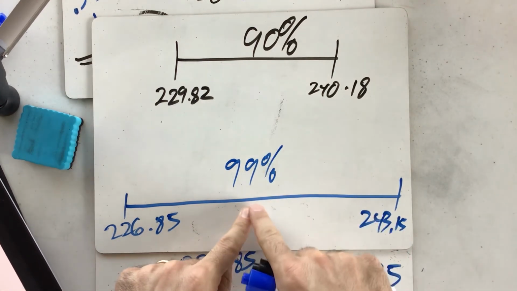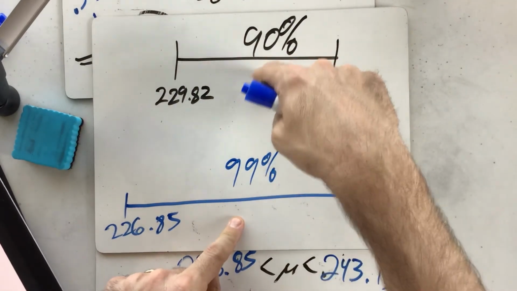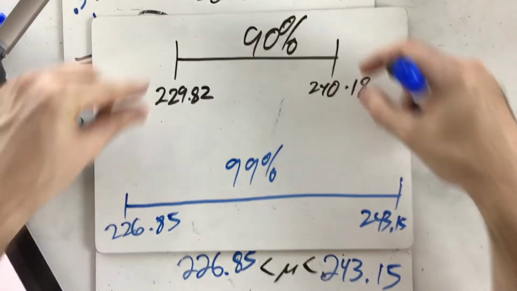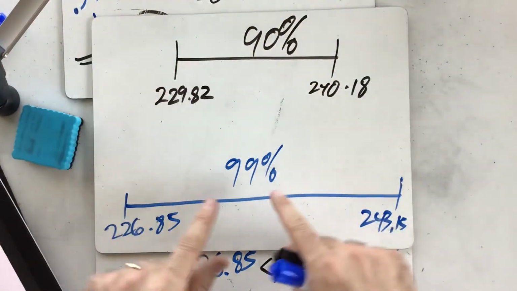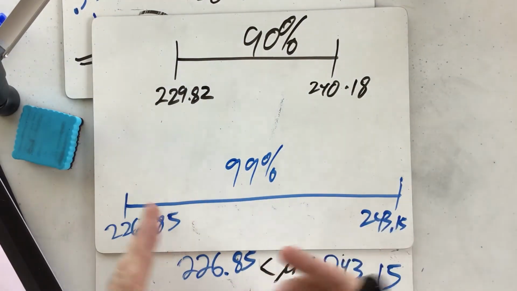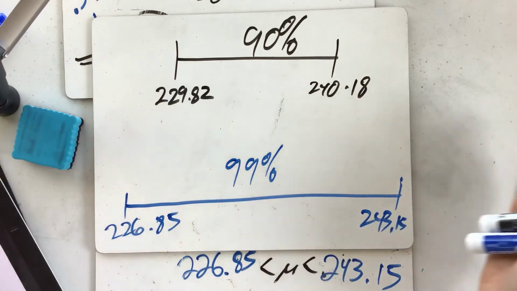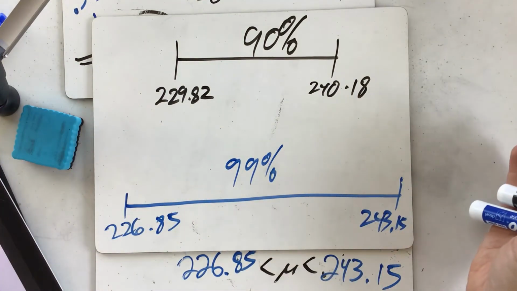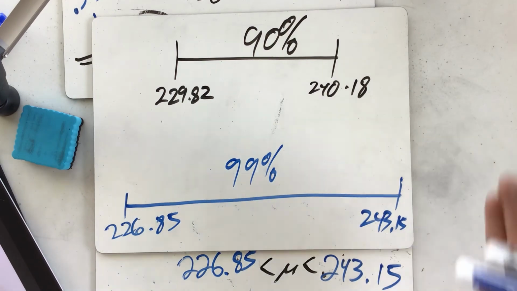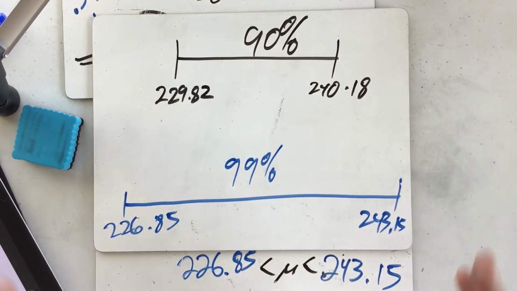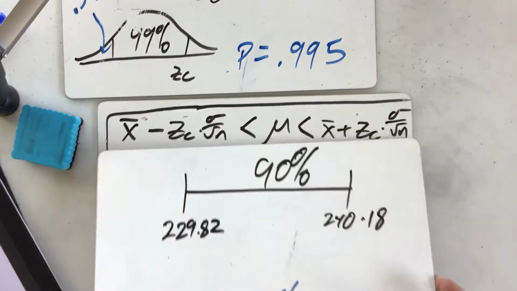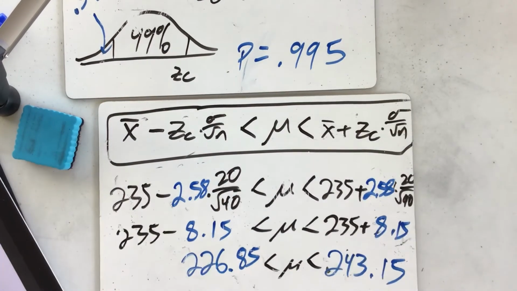Well, I'm more confident that mu is in here than in here because this traps a larger set of values than those values. So the bigger your confidence gets, the wider your intervals become, because you are more and more likely to have mu inside your interval the wider it gets. Okay, so it feels a little counterintuitive, but hopefully it makes a little bit of sense. All right, let's jump over to part C.